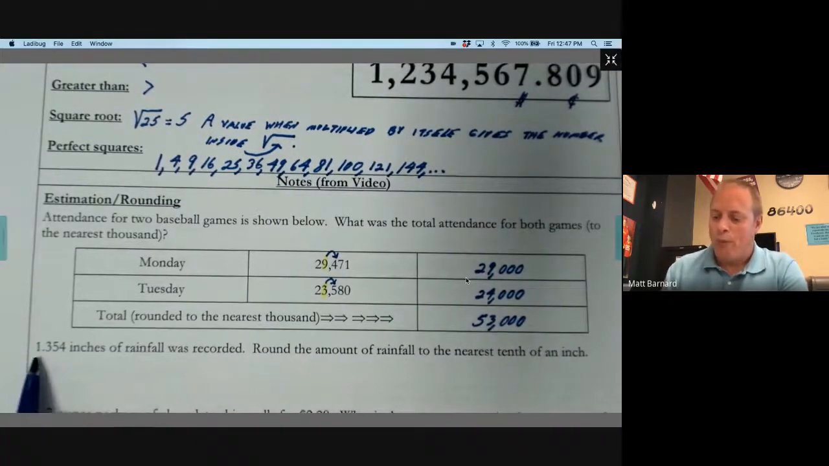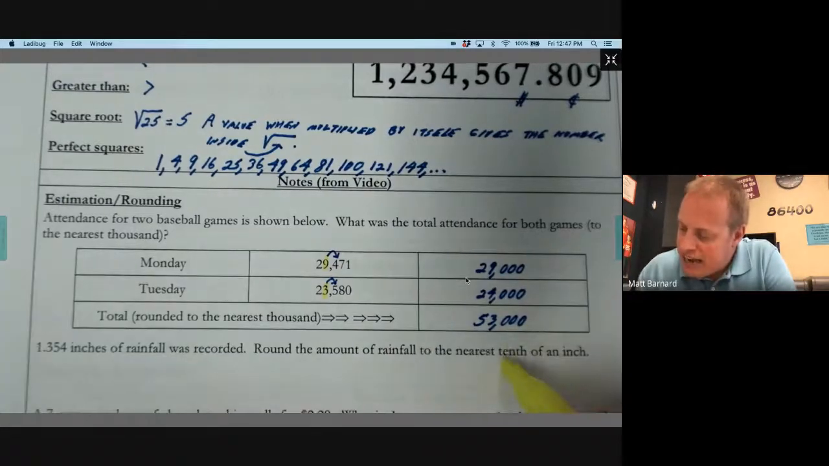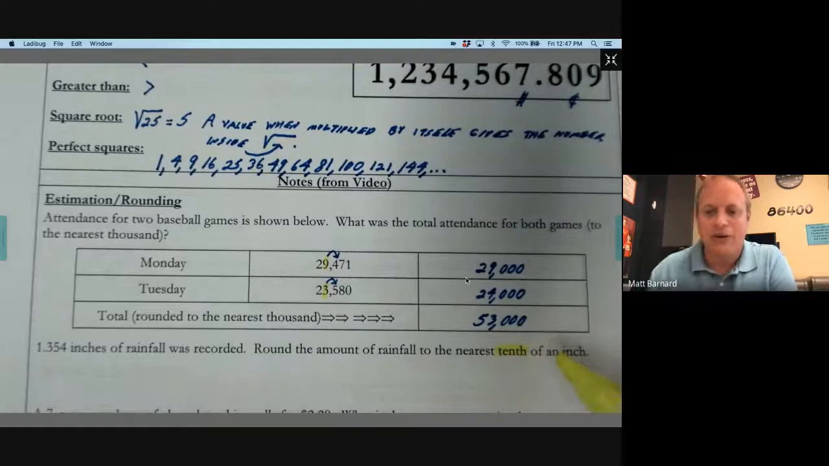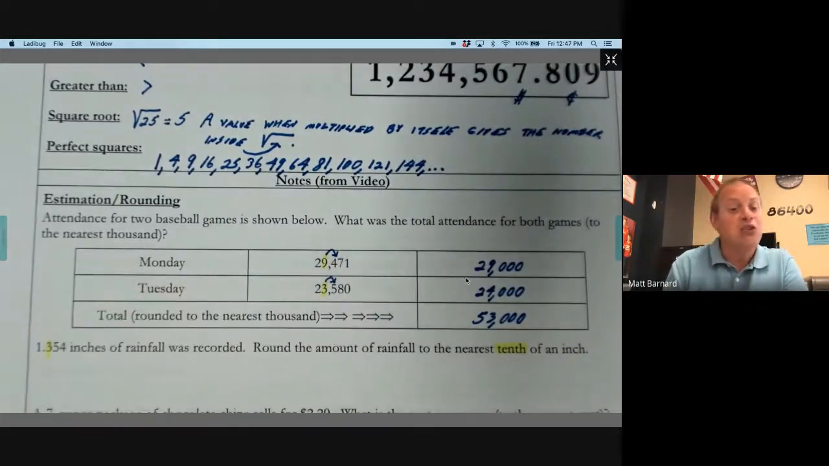It says 1.354 inches of rainfall was recorded. Round the amount of rainfall to the nearest tenth of an inch. First of all, we have to figure out where the tenths place is. Now it ends in TH. That's really important. In fact, I'm going to highlight that word right there. And the tenths place is where this 3 is. It's to the right of the decimal point.